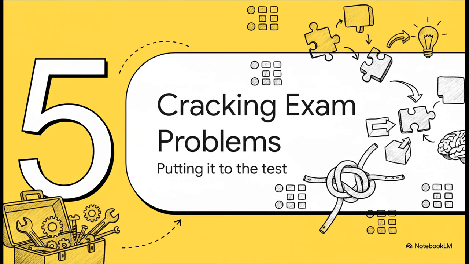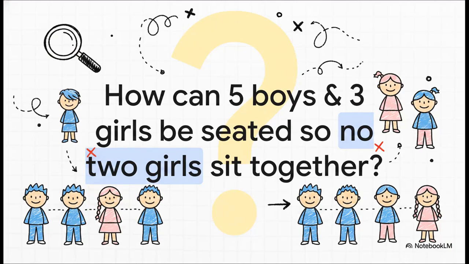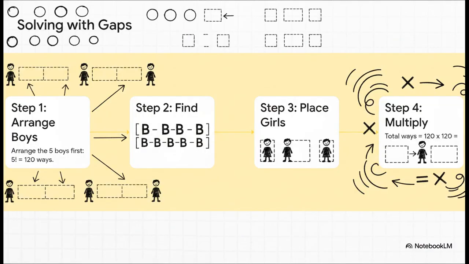Now let's apply it to a real exam question and see how all these tools work together to dismantle a complex problem. This is a classic restricted permutation problem. The condition is that no two girls can sit next to each other. To solve this, we're going to use a really clever technique called the gap method. So here's the logic. It's pretty cool.